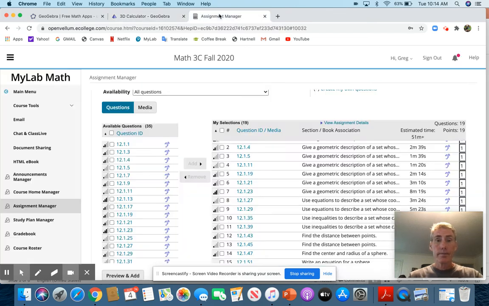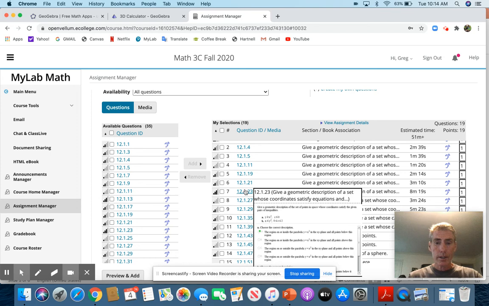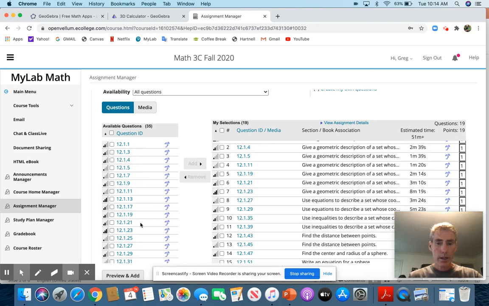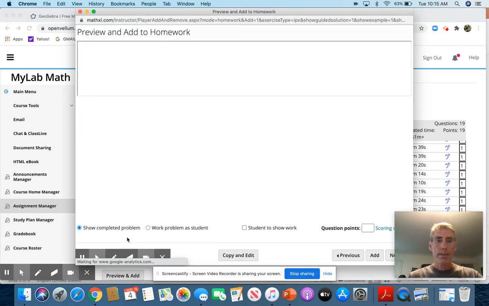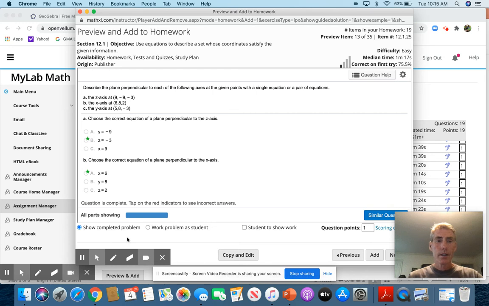Shall we look at another one? Let's see. So this says number 23. How about number 25? Describe the plane perpendicular to each of the following axes. Okay, so I was hoping for a more challenging one. It's giving you this point, 9, -9, -3, and then it's a plane that's perpendicular to the z-axis. It says that the answer is z equals -3.